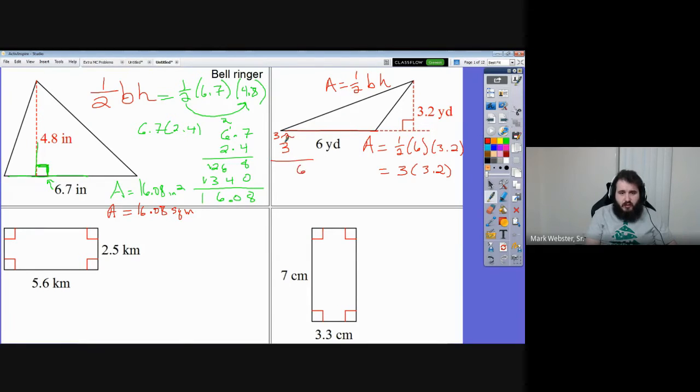3 times 2 is 6. 3 times 3 is 9. We got 9.6 yards squared. Or again, if you prefer square, both of these ways of writing it is fine. Same thing with our rectangles, just now with a slightly different formula, right? For a rectangle, it's just base times height, right? So let's do this. 5.6 times 2.5, right?